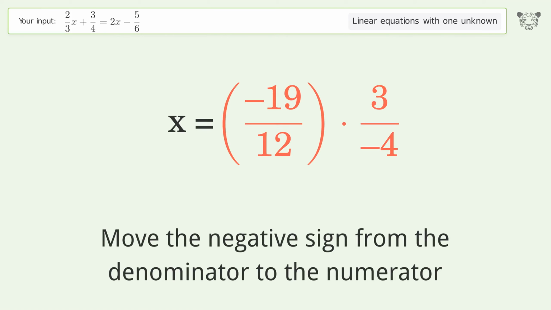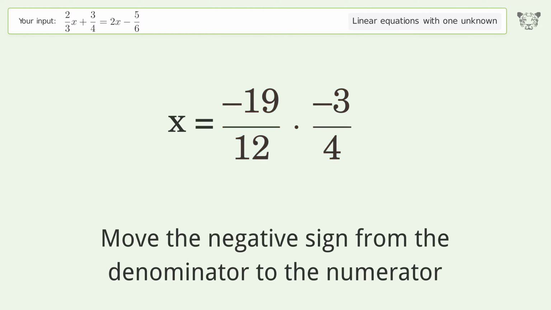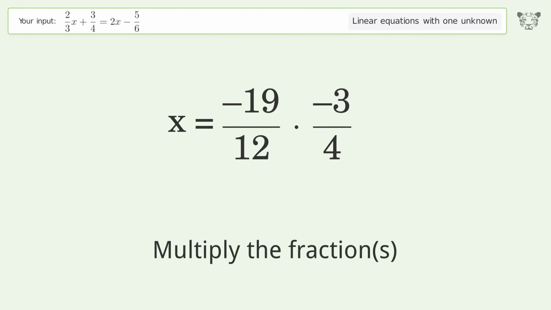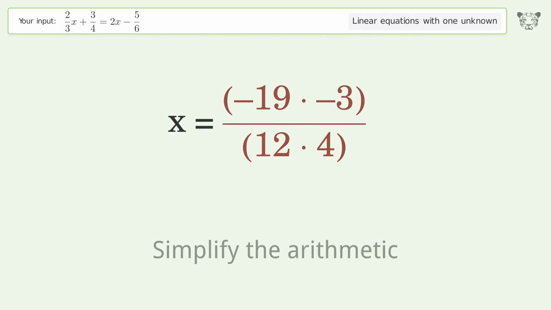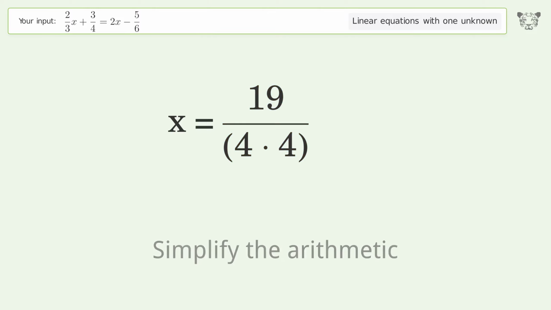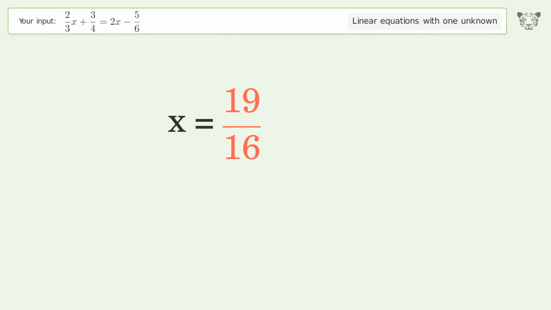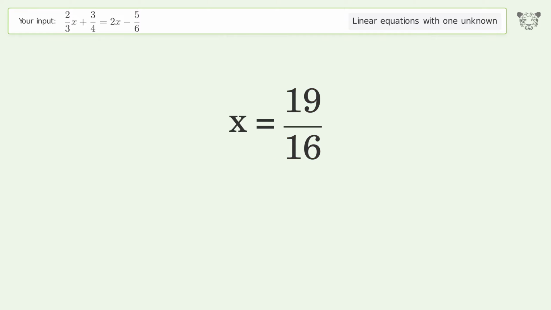Move the negative sign from the denominator to the numerator. Multiply the fractions. Simplify the arithmetic. And so the final result is x equals 19/16.